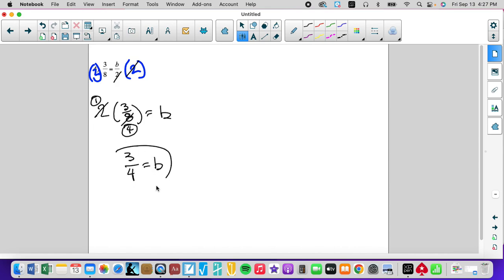So your answer, if you had simplified by cross-canceling, and that's what we're doing in 8th grade, that's what's expected of you in high school. You have to reduce all fractions.